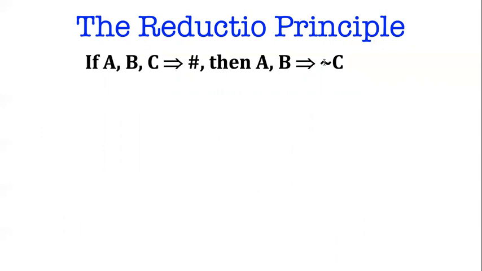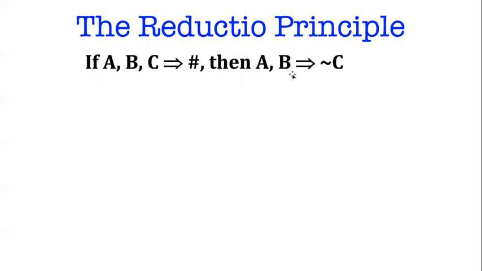So this is the thing I want you to understand. Let's say we have three things, A, B, and C, and they all entail a contradiction. If that's the case, then two of them alone, like A and B, have to entail not C. And any two of them entail the other. So B and C would entail not A, and A and C would entail not B. If three things entail a contradiction, then any two of them would entail the negation of the other one.